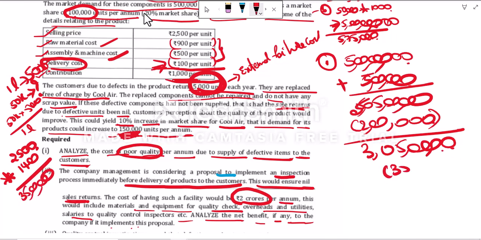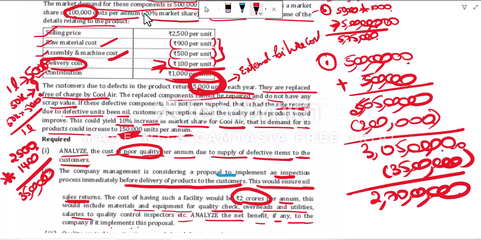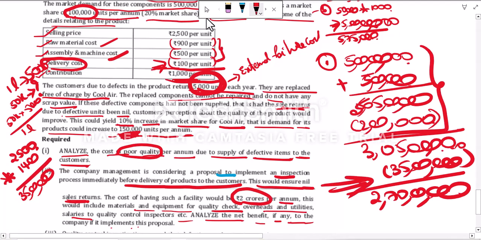So deduct 35 lakhs from this. 3 crore 5 lakhs minus 35 lakhs, 2 crore 70 lakhs. See, up to here it is easy to remember, but we will forget this 35 lakhs. Keep it in mind, because of this extra production we will produce some defective goods, and we will incur some production cost, but we will not incur delivery cost because we are not delivering it to the customers. Okay.